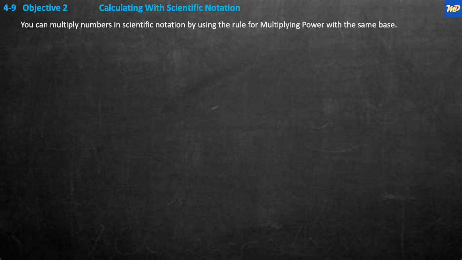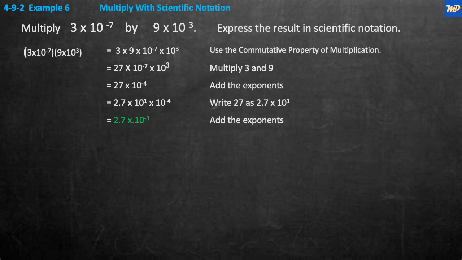So you can multiply numbers in scientific notation by using the rule for multiplying powers with the same base. So let's take a look at it. So let's multiply with scientific notation. So 3 times 10 to the minus 7 times 9 times 10 to the third. Well, here's the two problems are multiplied right here. There's where we're multiplying them. So what is it really? It's the 3 from here is the 3 here.